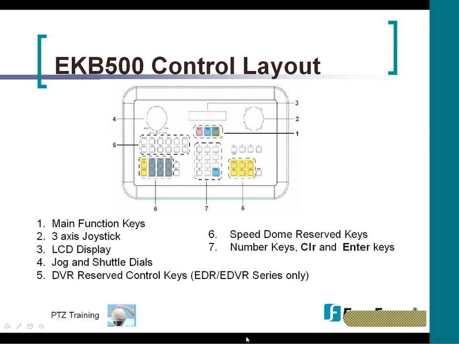Okay, the EKB500 will also control the E-cores and the Paragon units also. 6 is your speed dome reserved keys. And 7 are your number keys, clear and enter also.